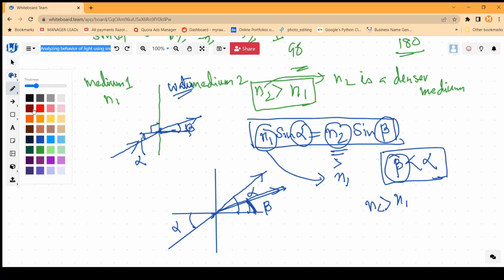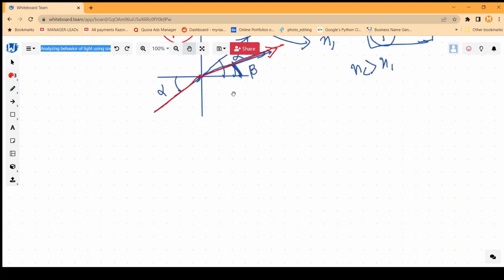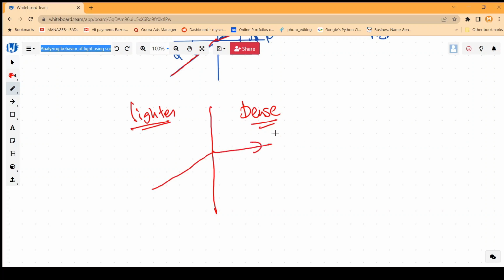So we can see that happening here. Light ray coming like this will not go straight but bend towards the normal if n2 is greater than n1, which means that whenever a light ray is entering a medium, so this is the interface, this is a denser medium, this is a lighter medium, it is going to bend towards the normal in the denser medium.